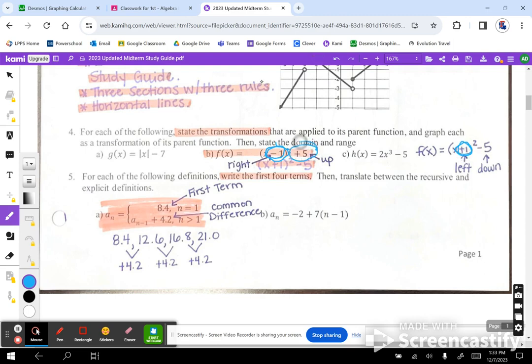And then outside is up and down. If you're positive, you're up. If you're negative, you're down. Okay, make sure you know those 4 rules. It's going to be a combination of 2 of those.